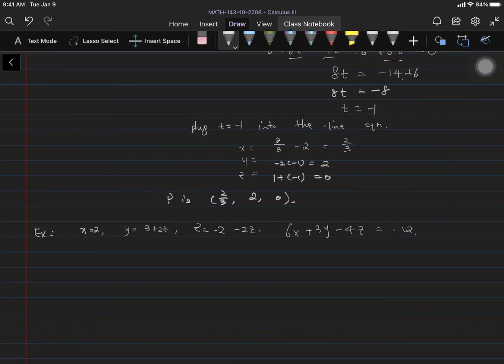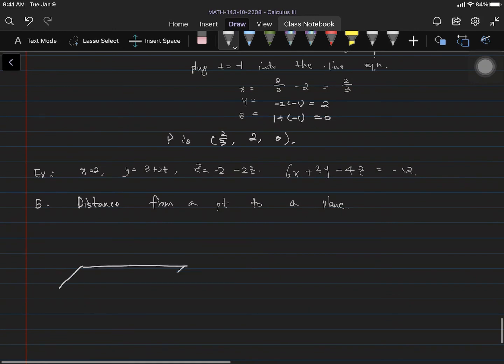The next topic we're going to do is number 5, the distance from a point to a plane. That means a point is given and a plane is given. How do we find the distance? It's very similar to what we did before.